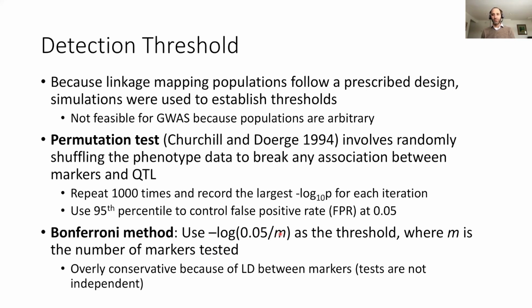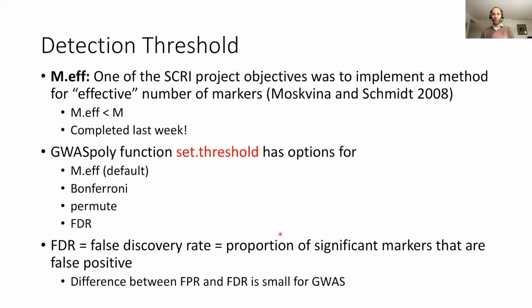And the Bonferroni method has the property that it is a sufficient but not necessary approach to controlling the false positive rate, meaning that it's overly conservative. And the reason is that the different markers that you're testing are not independent, and therefore you may be able to use a less stringent threshold and still do a good job of controlling your false positives. And you don't want to make the threshold any higher than it has to be because that just means you're losing statistical power.